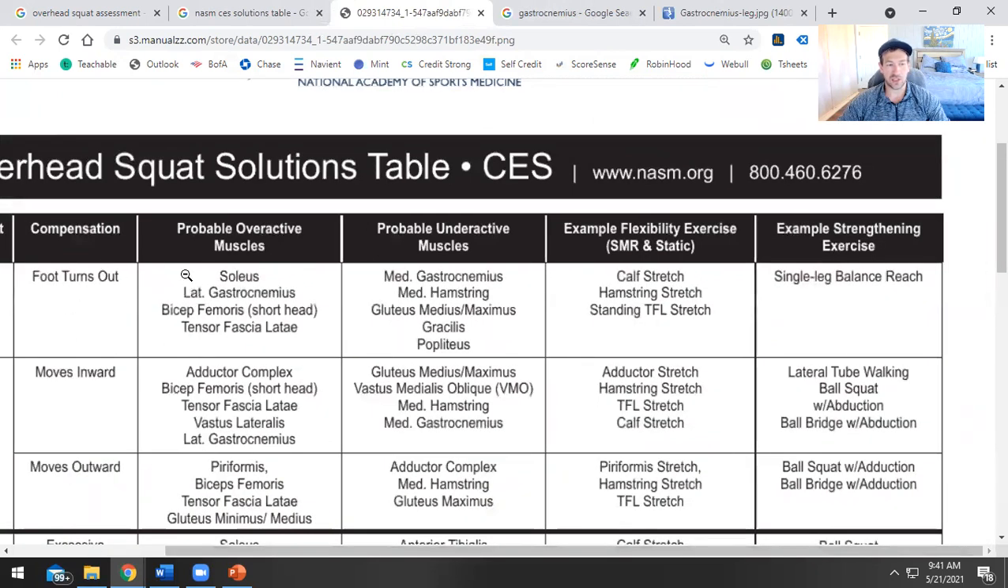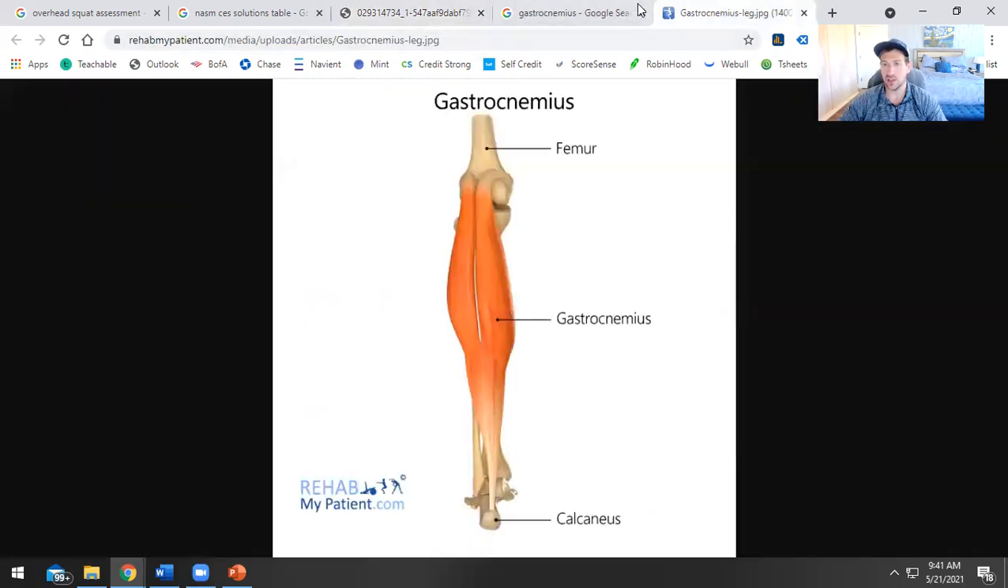So we see the feet turn out. That's soleus, the lateral gastrocnemius, so your calves, biceps femoris, and TFL are all overactive. And then your underactive is the medial gastrocnemius and the medial hamstring, right? So we just need to flip straight over to the other side of the joint.